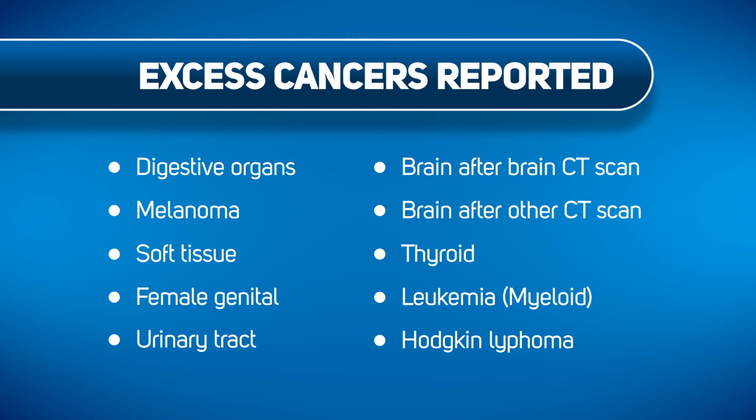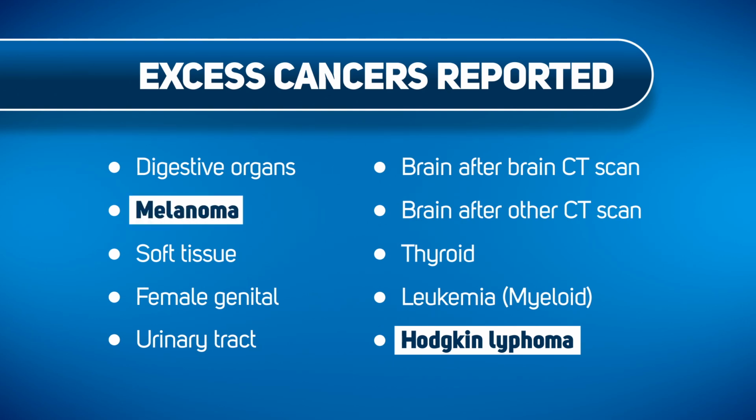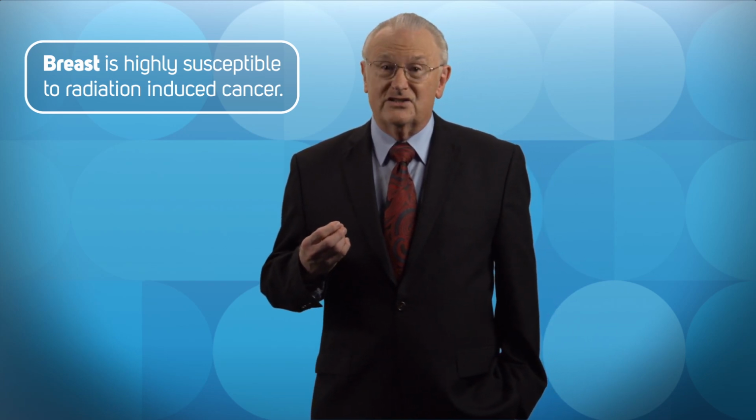Also, increased risks were found for cancers not known to be caused by radiation, like Hodgkin lymphoma and malignant melanoma. But there was one exception. Breast cancer was not increased, yet the breast is one of the most highly susceptible tissues, especially among adolescents. So let's pause a bit and consider another anomaly. Brain cancers were increased, but it didn't matter whether or not the brain was exposed. Brain cancer was increased for CTs of the brain and for CTs of other body organs, such as the abdomen.